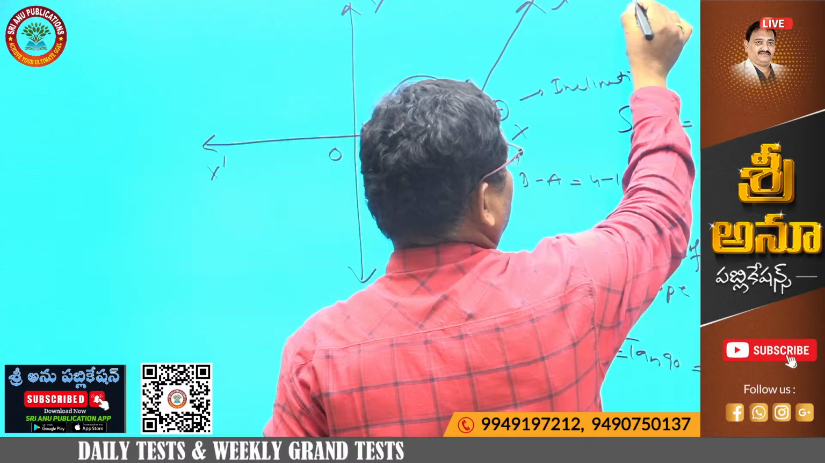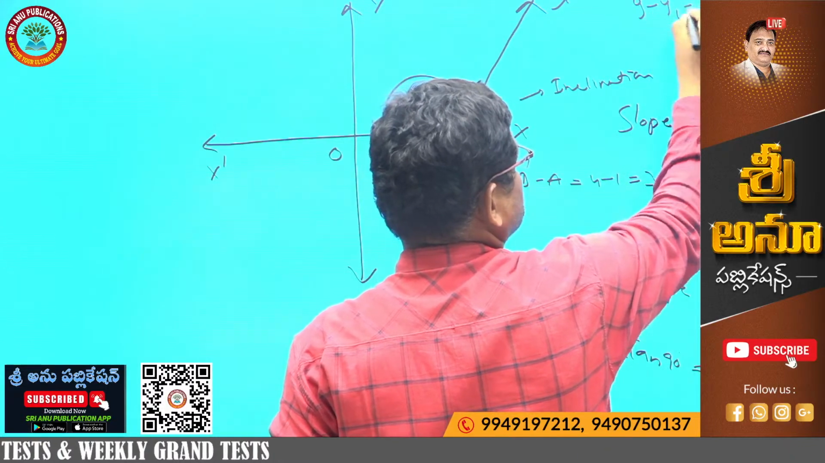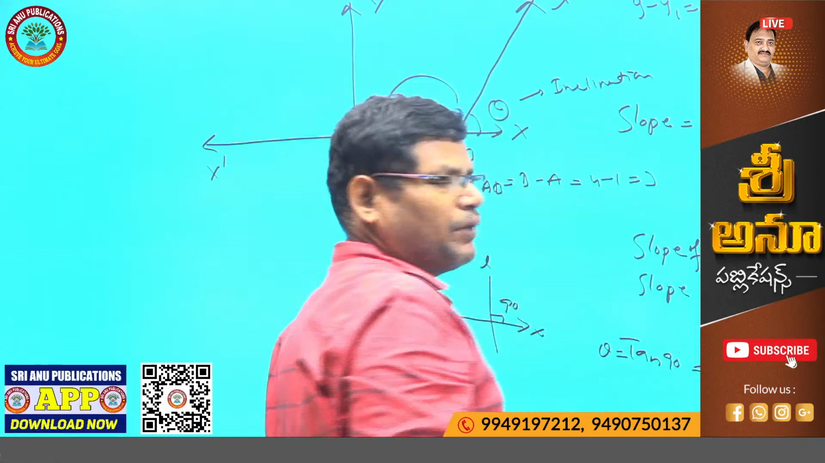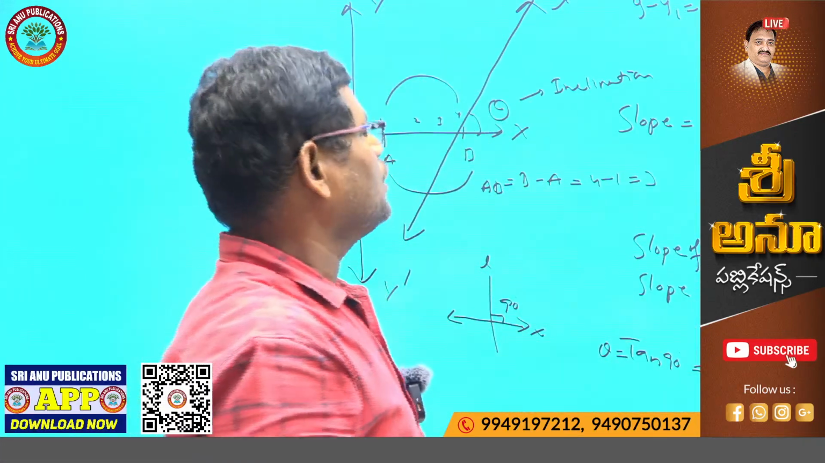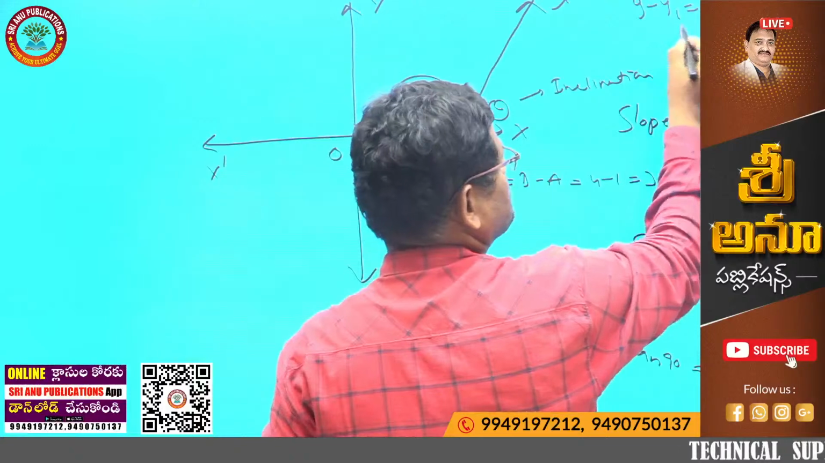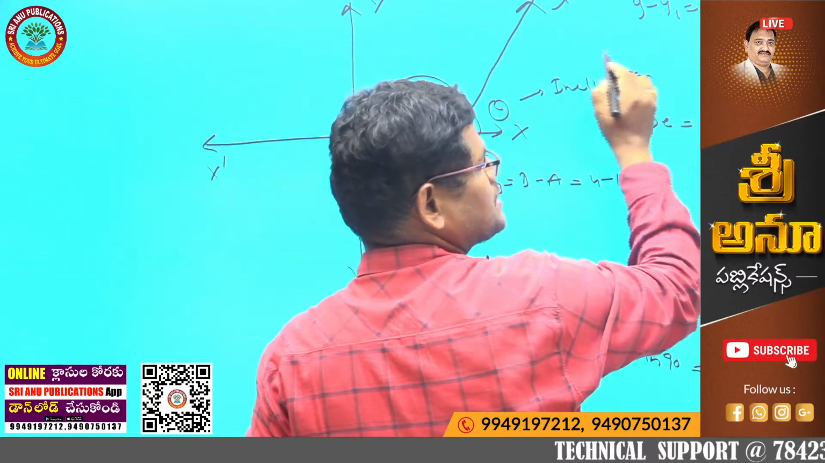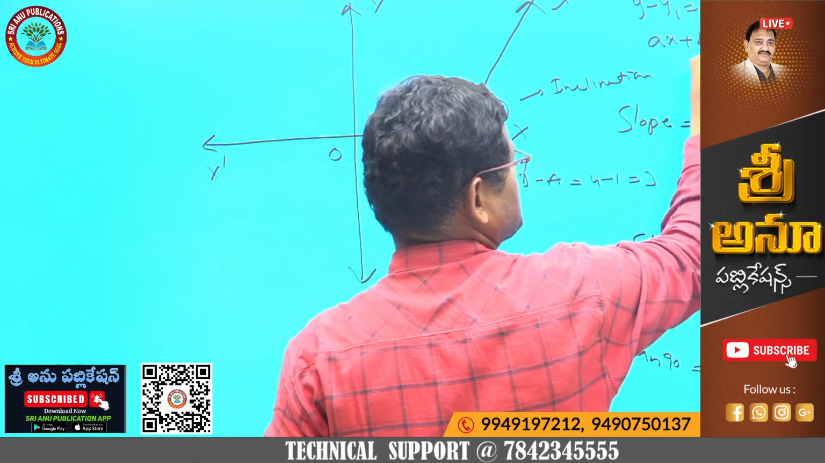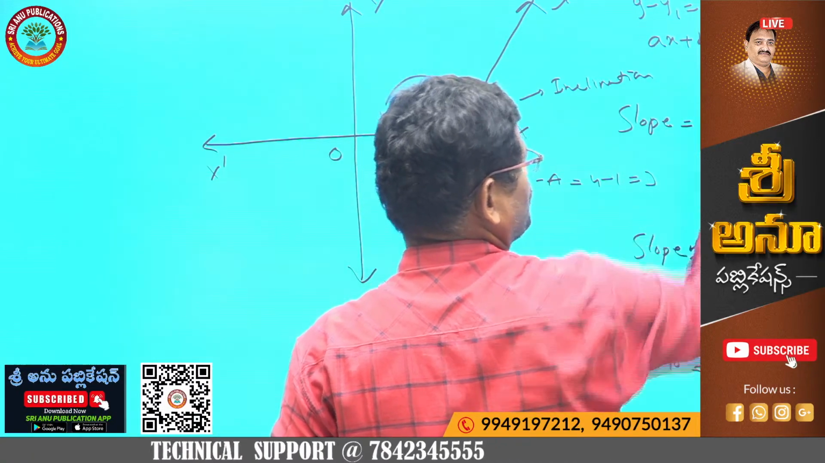The equation of a line is y minus y1 is equal to m into x minus x1. The line equation will always be in this slope form. Otherwise, the standard formula of a line equation is ax plus by plus c equal to 0.